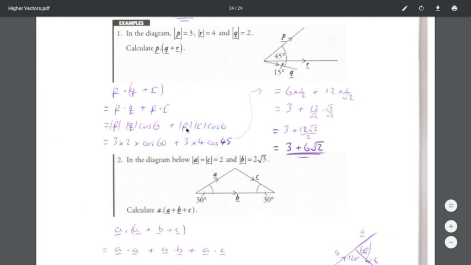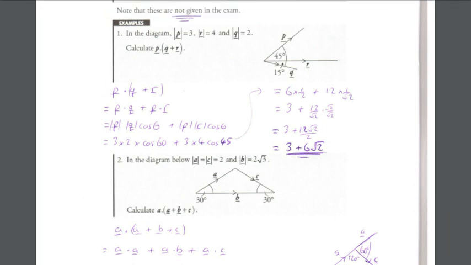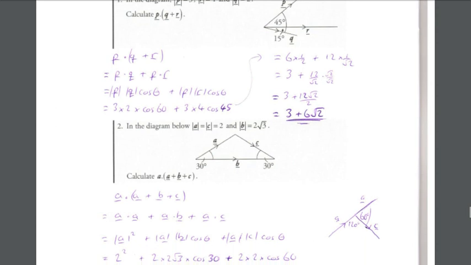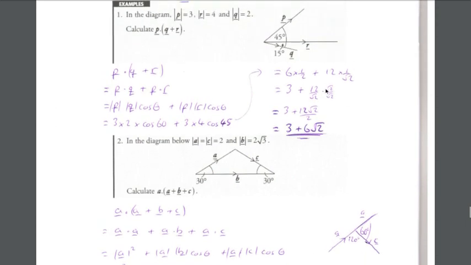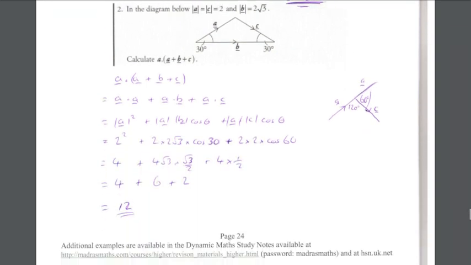plus the size of P times the size of R times the cosine of 45. So cos of 60 is 1/2, cos of 45 is 1 over root 2. If you have done the trig section, you will know that from your exact value triangles. If you haven't, don't worry about that just now, just use your calculator to evaluate it. So 6 multiplied by 1/2 is 3. 12 times 1 over root 2 is 12 over root 2. Then multiply numerator and denominator both by root 2 to rationalize the denominator. And we end up with 3 plus 6 root 2.